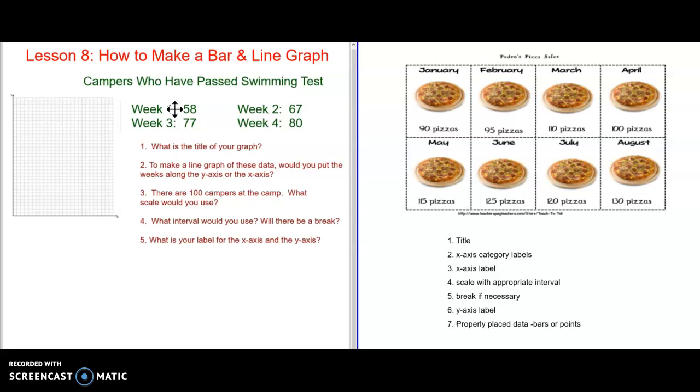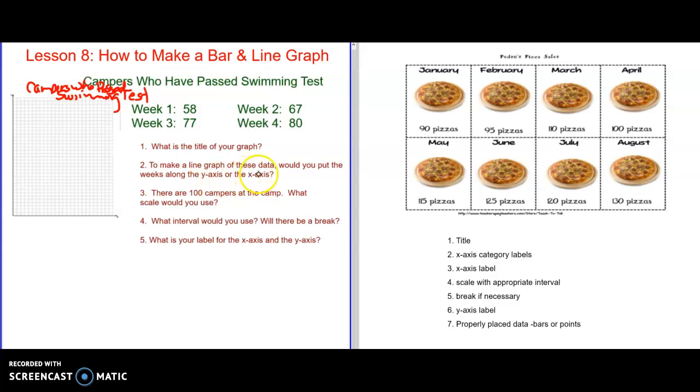In order to graph this, the first thing you have to do is figure out what your title is going to be. When you look at this, the title is basically right here with your information. So the title of this graph would be campers who passed the swimming test. Sorry, that's a little tiny there. I don't have a lot of space in there. Okay, so that's our title coming right from our information.